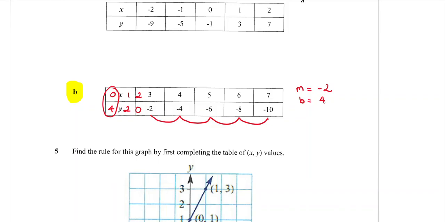Okay, now to write it as a rule, you want to put it in the y equals mx plus b formula, or the rule, and you want to replace the m and the b with the two numbers that we found. So it would be y equals negative 2x plus 4. That is the final answer that we were really after.